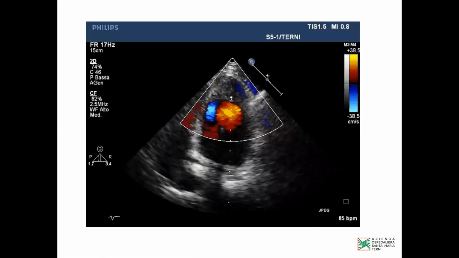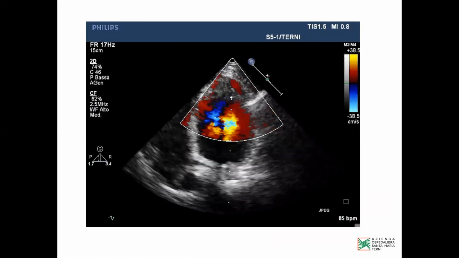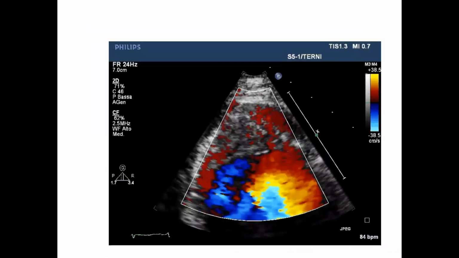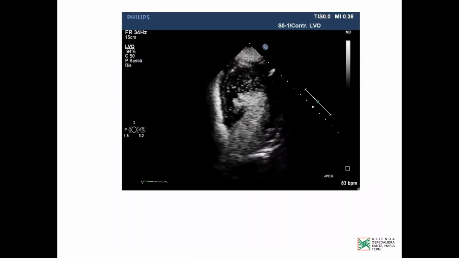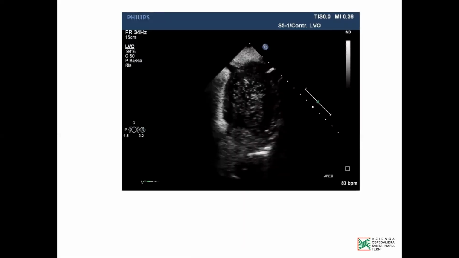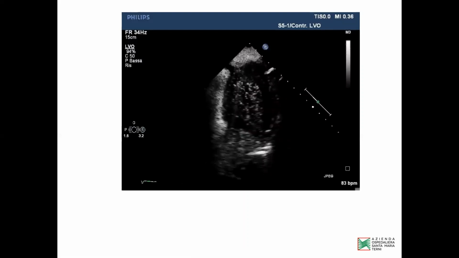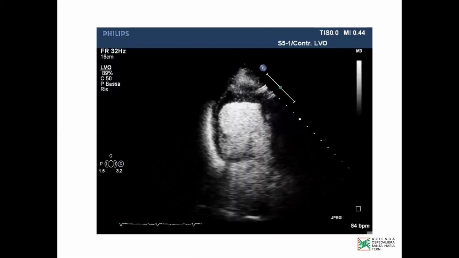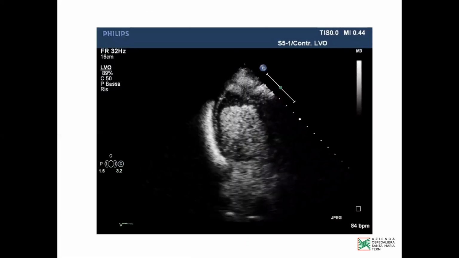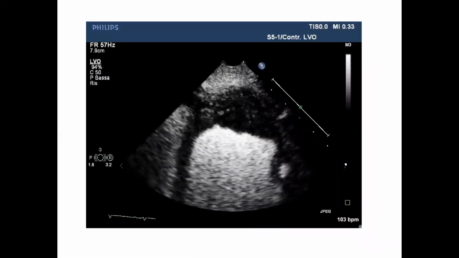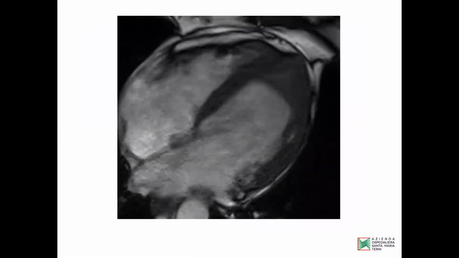The use of color Doppler with reduced velocity scale shows partial blood flow in the apex, as we can see in this enlarged image. To better delineate the morphology of cardiac structure, we used SonoVue echo contrast agent, which allows identifying the ventricular cavity and endocardial line. At this point, the diagnostic hypothesis of apical hypertrophy appeared unlikely, and a cardiac magnetic resonance was performed.